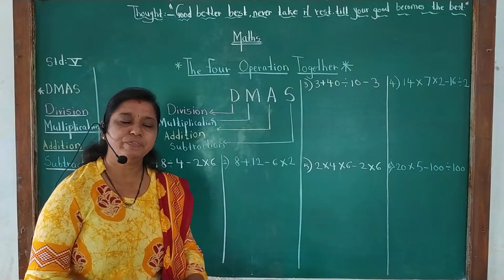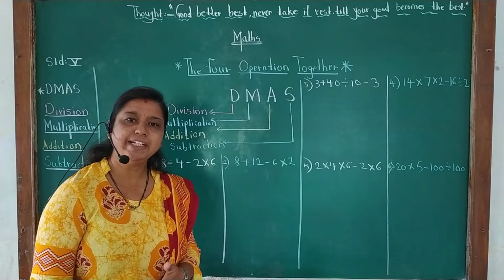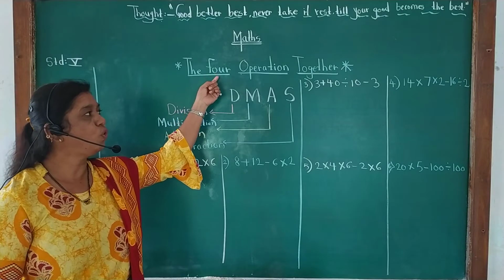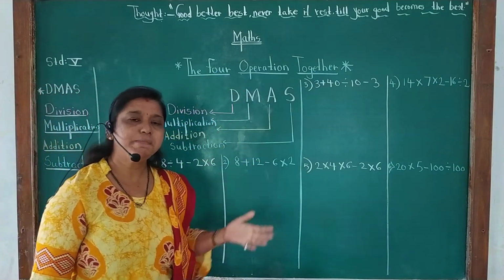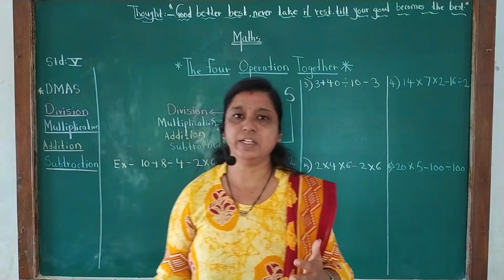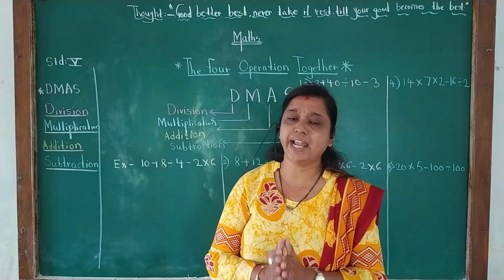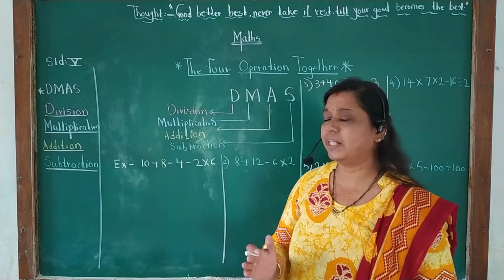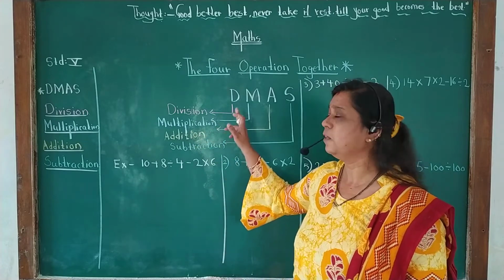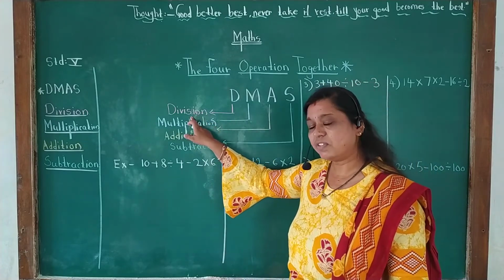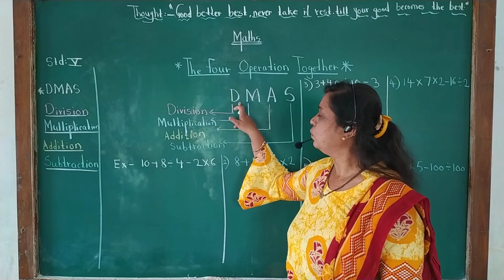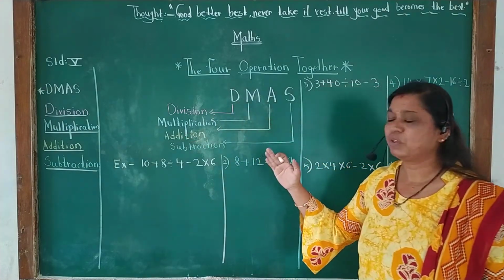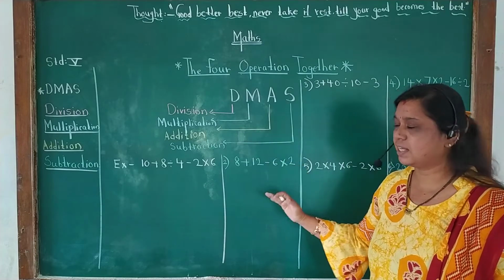In the last session, we completed multiplication and division. Today we are going to see a new topic, that is the four operations together. What is meant by the four operations together? If a question is given in which you have to do more than one operation, at that time you have to see which operation to do first. So today I'm going to tell you what you have to do when such types of questions arise.